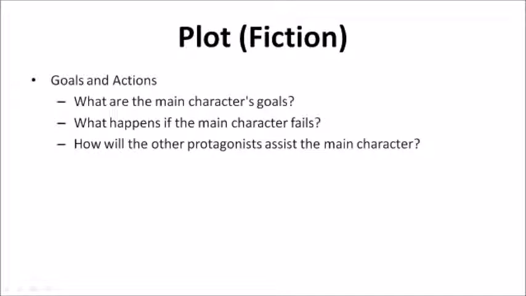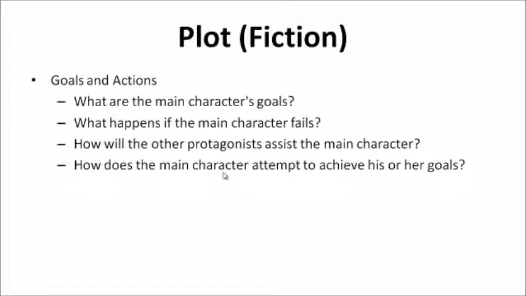And how will the other protagonists assist the main character? So how do they help the main character? How does the main character attempt to achieve his or her goals? Perhaps they attempt to achieve their goals initially a certain way, but they find out that there's a better way, or a way that they don't know of. You see some stories about people who really don't know that they have a special gift or special ability. And then they figure it out, and then how do they use that special ability to achieve their end goals?